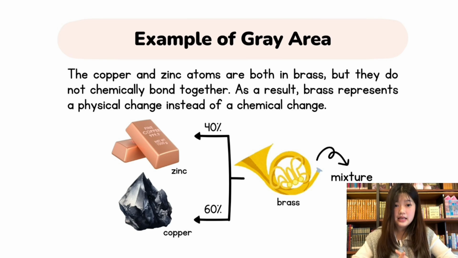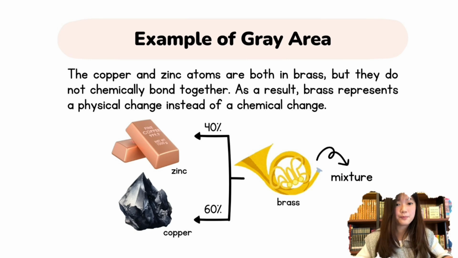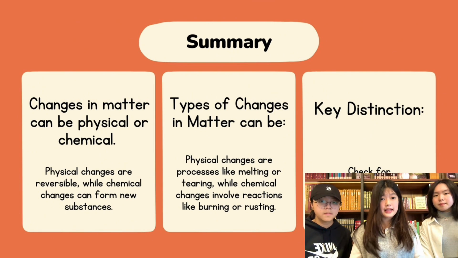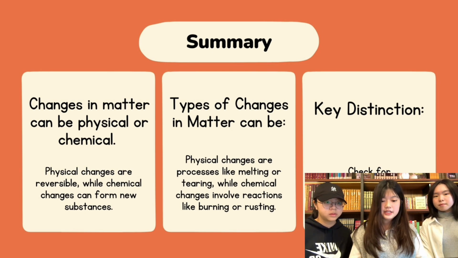In both cases, the boundary between physical and chemical changes is not always clear-cut, demonstrating how processes can involve elements of both. In summary, changes in matter can be categorized as physical or chemical. Physical changes are typically reversible and involve changes in form, state, or appearance without altering the substance's chemical composition.